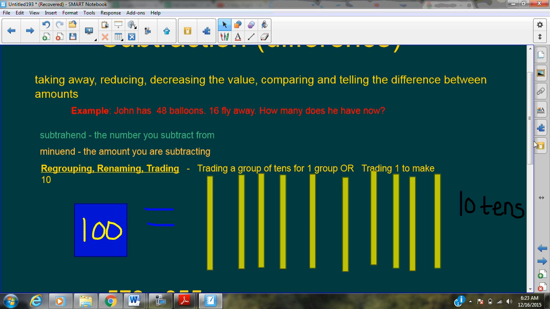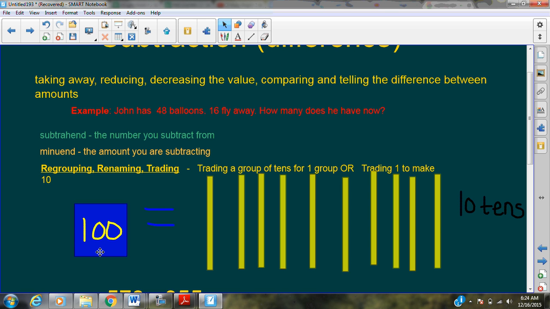One of the important things that you are going to need to know with subtraction is that you are going to need to use regrouping, renaming, or trading. They all are synonyms that mean the same thing. It's trading a group of tens for one group, or the other way around, trading one group to make a group of 10.